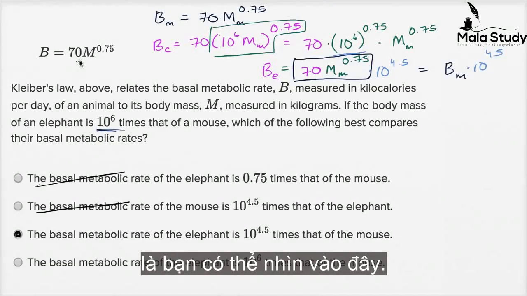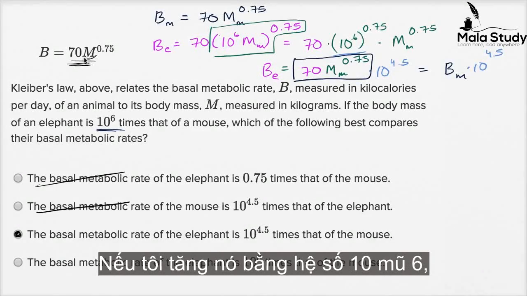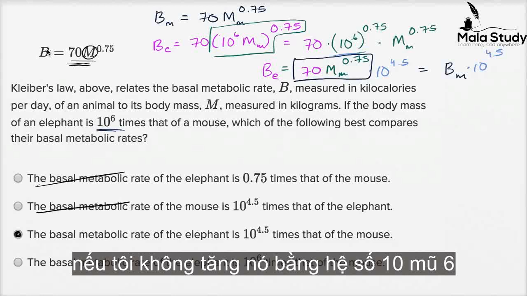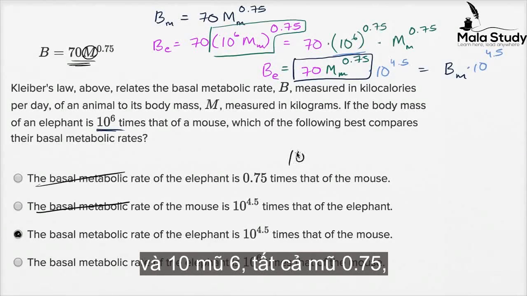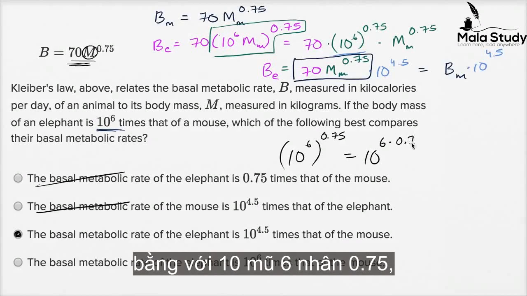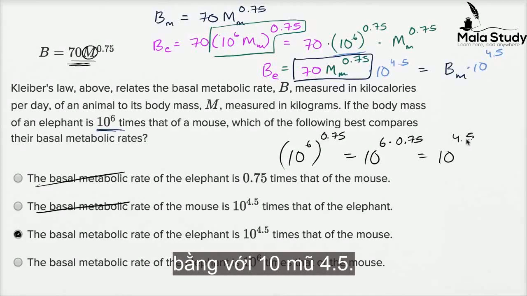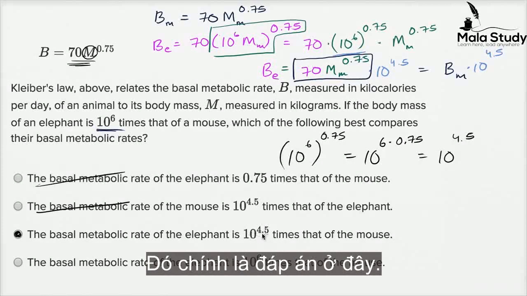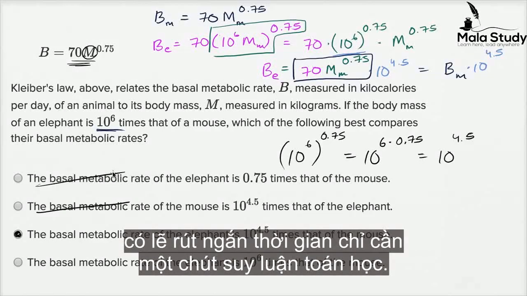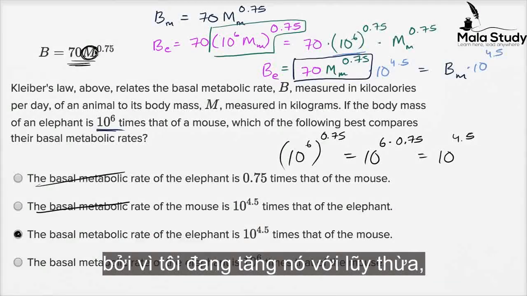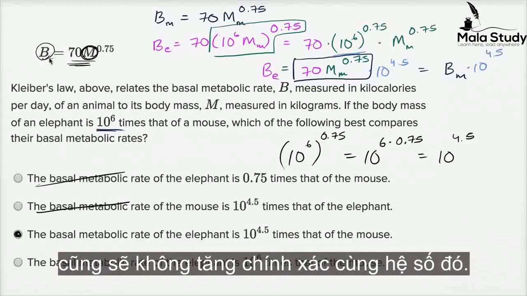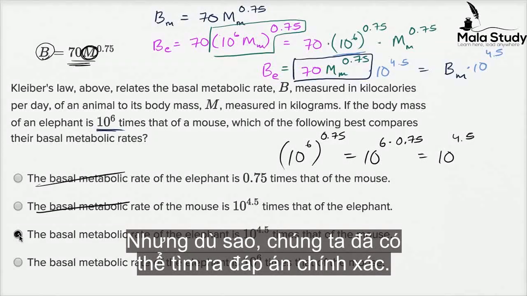Now, another way that you could have tackled it is you could have just looked at this and said, okay, if I increase M by a factor of 10 to the 6th, I'm going to increase B not by a factor of 10 to the 6th, but by a factor of 10 to the 6th to the 0.75. And 10 to the 6th to the 0.75 is the same thing as 10 to the 6th times 0.75, which is equal to 10 to the 4.5 power, which we have right over here. So these first two you could have probably knocked out with a little bit of deductive reasoning. And even this last one to some degree, because you can say, if I increase this by a certain factor, because I'm raising this to an exponent, the basal metabolic rate won't increase directly by that same factor. But either way, we were able to figure it out exactly as well.